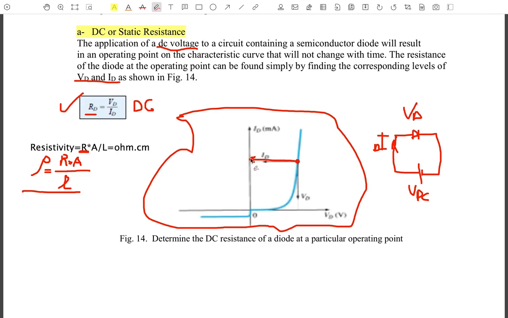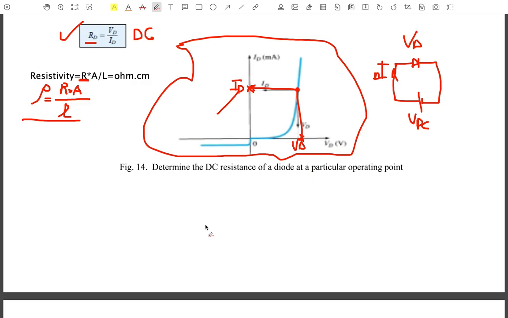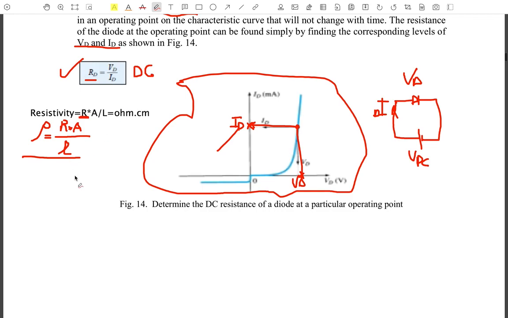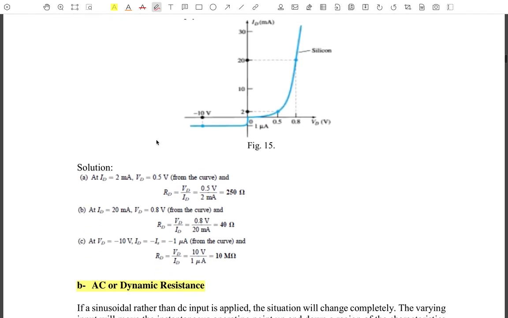Then we get the point that we wanted for I diode here, and we take a vertical here, and this is the horizontal. This is point VD, horizontal and vertical. So we have one specific point for VD and a specific point for ID. Nothing changes, it is fixed. We get 2 points for the diode, for voltage and current. We will calculate the resistance, like Example 1 that we mentioned before.